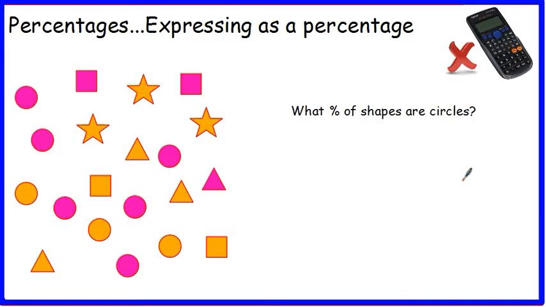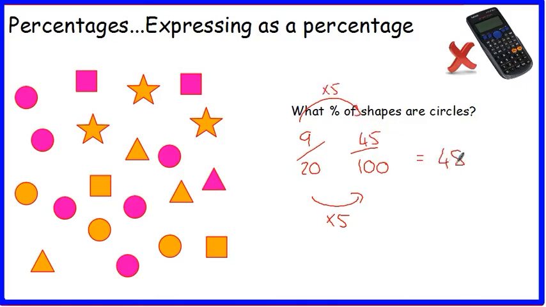What percentage of these shapes are circles? Okay, well, let's get the circles. 1, 2, 3, 4, 5, 6, 7, 8, 9. So it's got 9 out of 20. To get that to 100s is multiply by 5. So multiply that by 5 is 45. It's 45%.